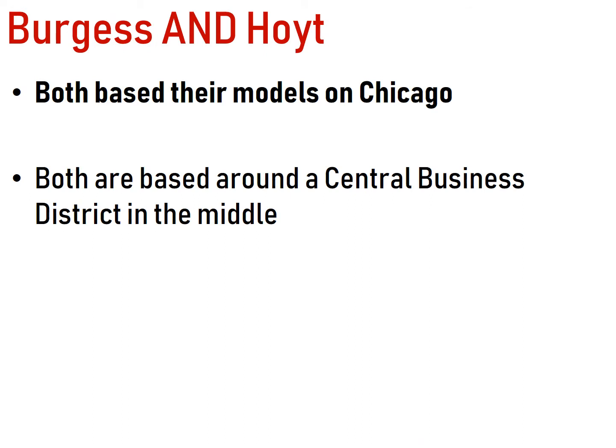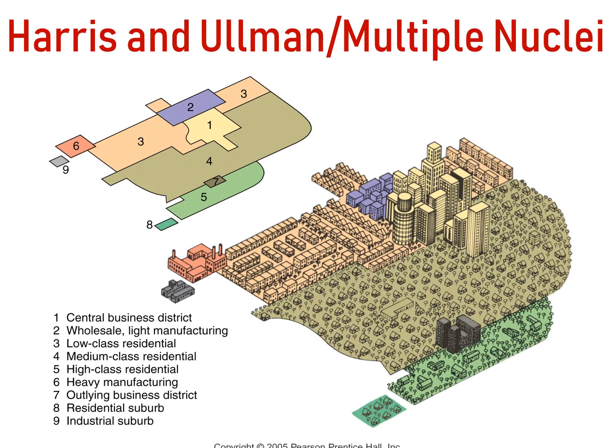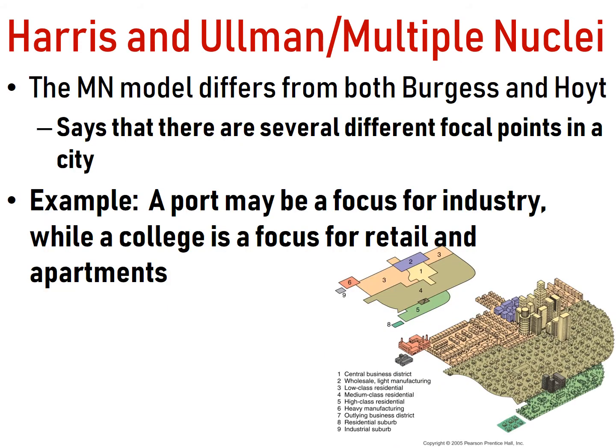As I mentioned, both are based on Chicago or models of Chicago, and both are based around the central business district. Now, in the Harrison-Ullman model or the multiple nuclei model, we are not going to focus around a single central business district. In this one, this model is different because there are multiple points of focus within the city that make money or provide services, right? It's not just the central business district.